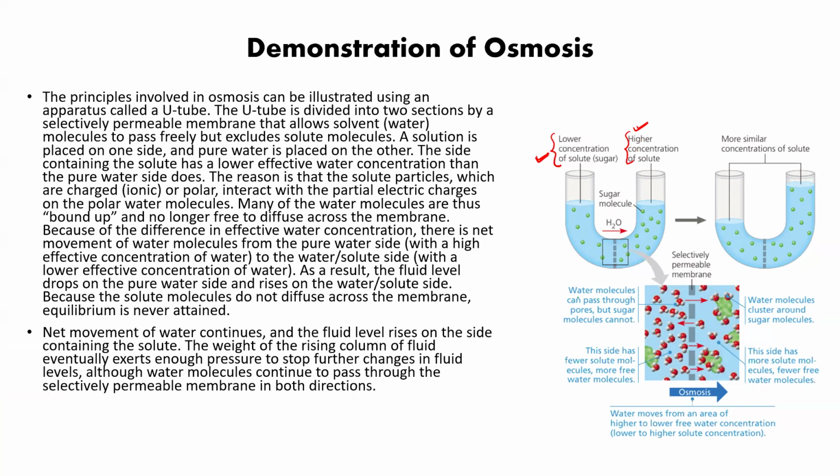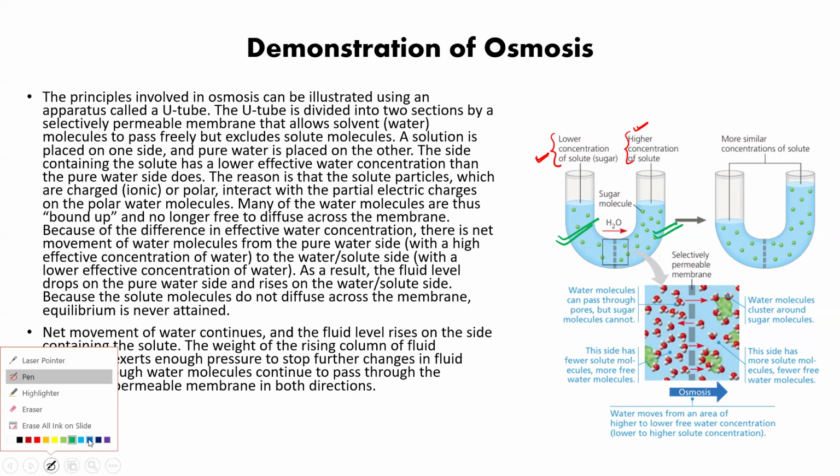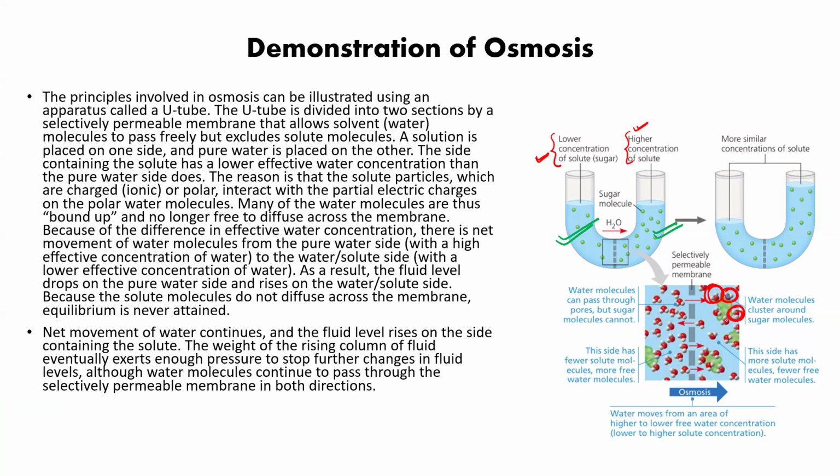Now, if you see here, water molecules are more free to move on this side as compared to the opposite side where water molecules are clustering around the solute. You can see this is a water molecule. Please check the diagram carefully. See, this is a water molecule. They are clustering around the solute, and as a result, their movement is restricted. And here these water molecules are more free, so water movement is going on in both directions.